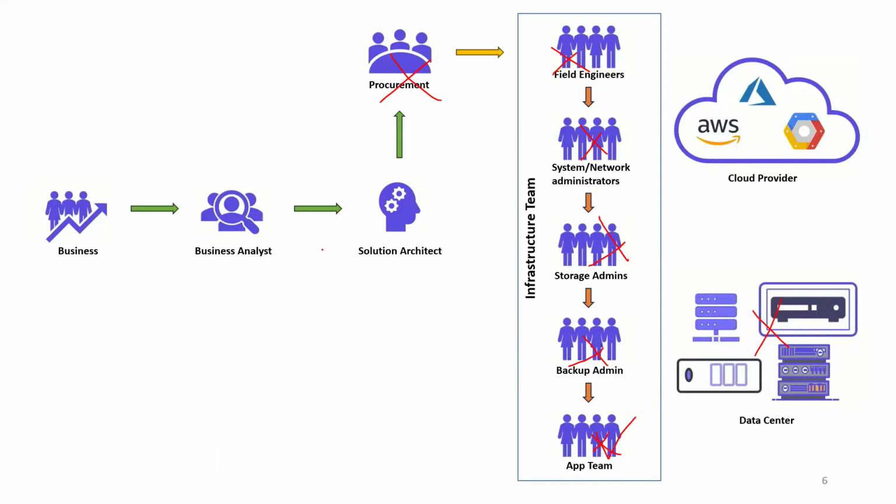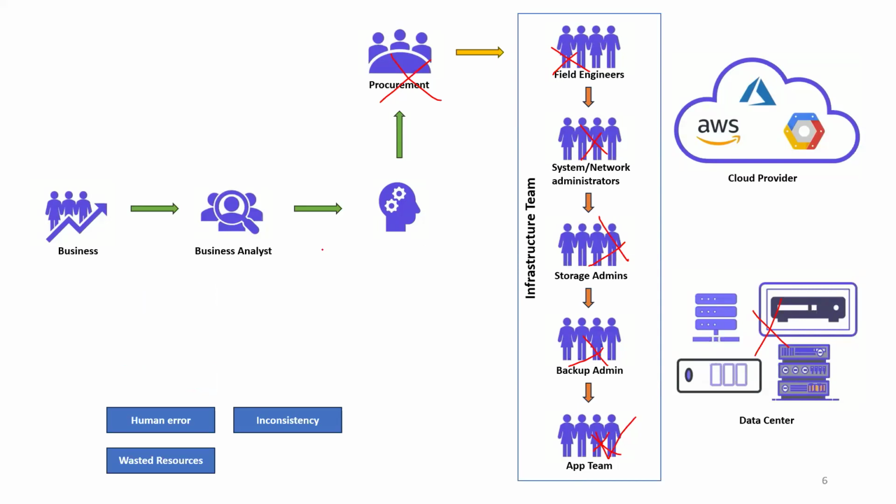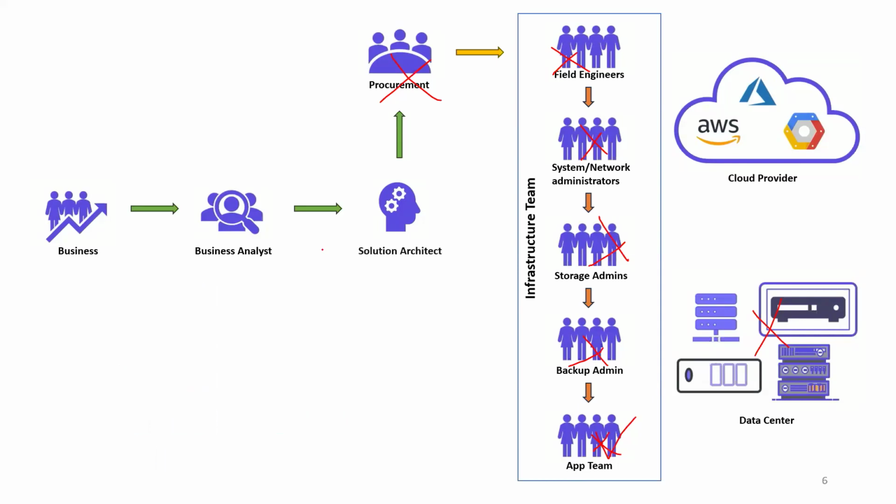Okay, so this is how, when you're working with a cloud provider, when you are using cloud computing services, the deployment model is faster, less expensive, there is high automation, less human error, and good utilization of the resources. So this is the difference between the traditional working model and cloud computing.